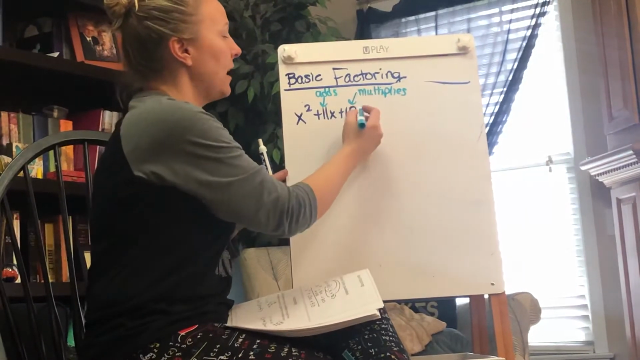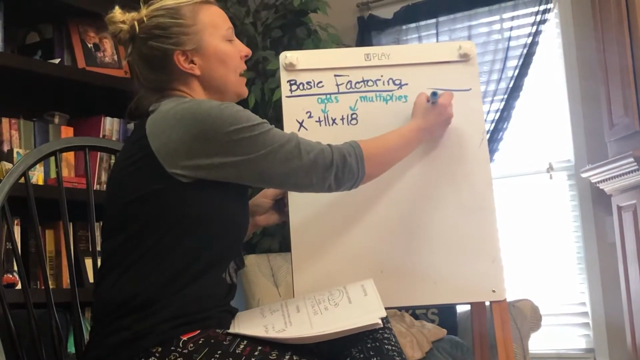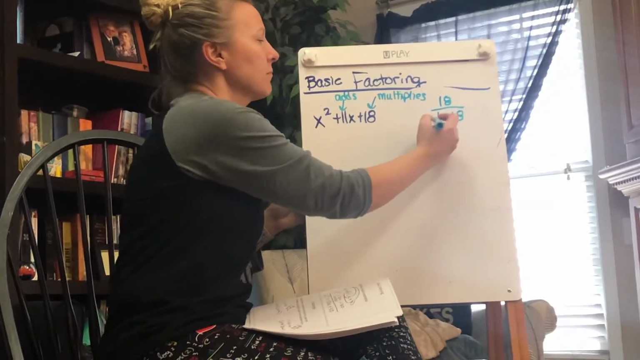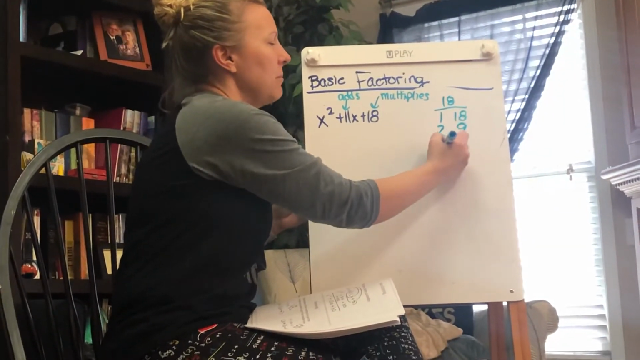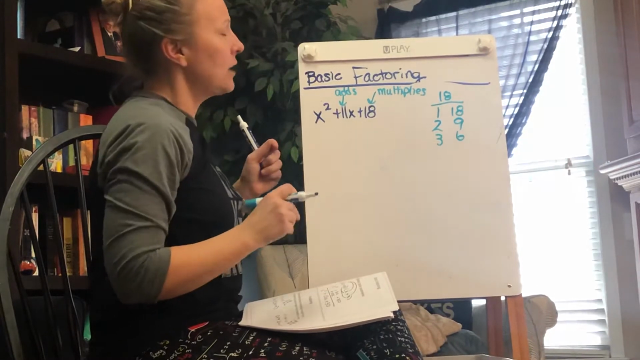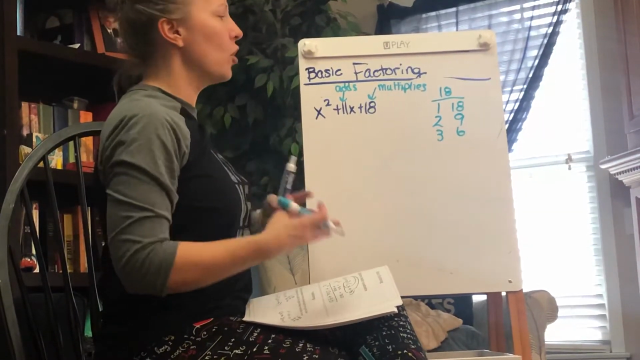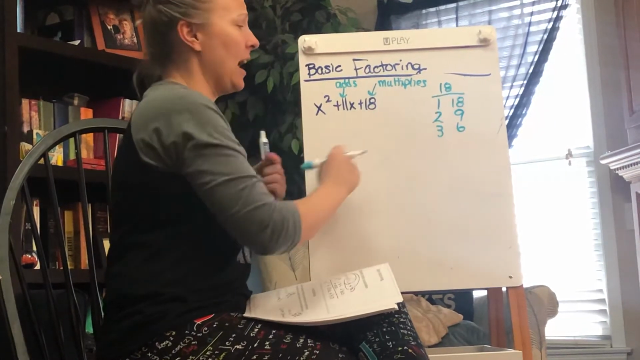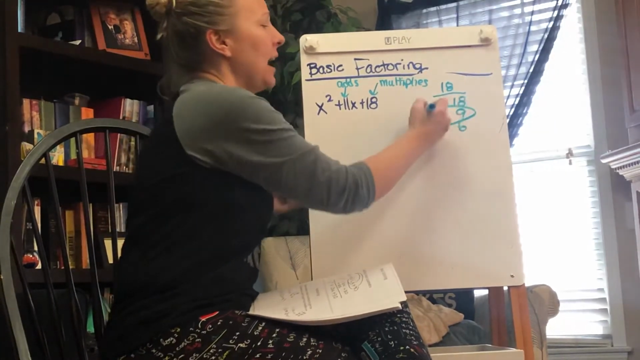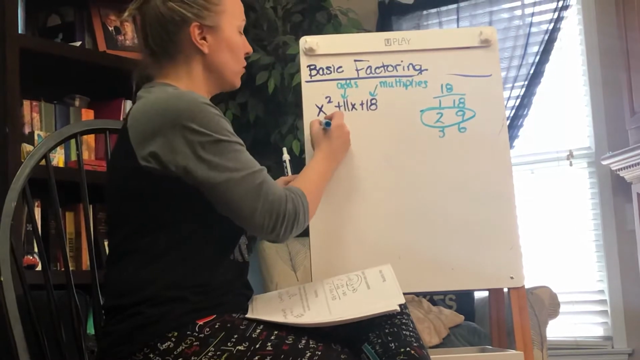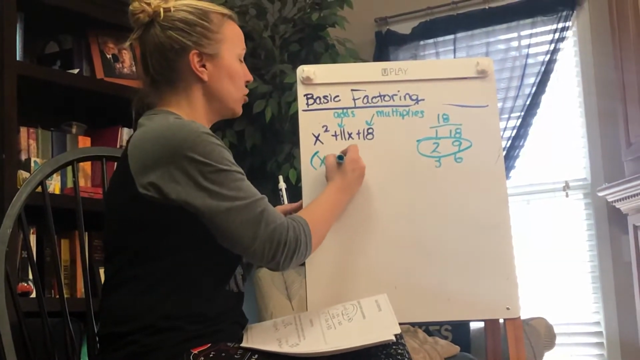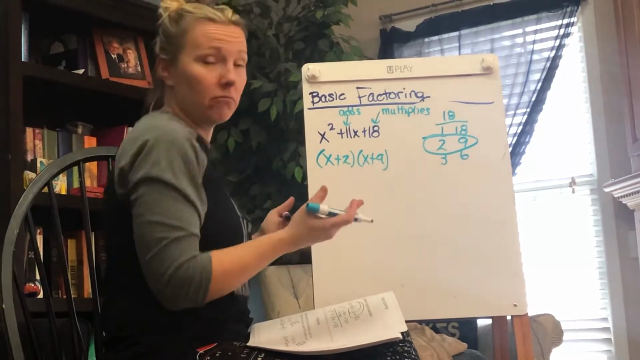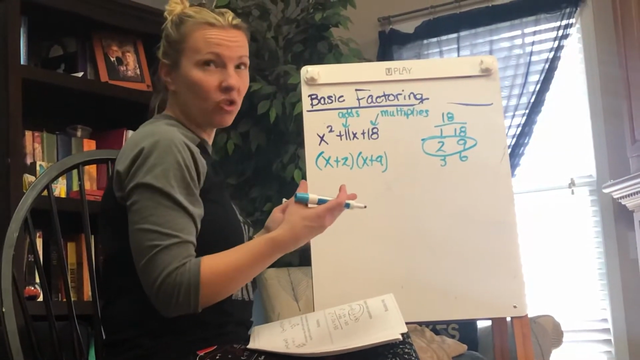So always start with the last number, 18. If I have 18, my options to multiply to give me 18 are 1 and 18, 2 and 9, and maybe 3 and 6. And so then I look at those and I say, okay, which of those numbers could add to give me 11? Well, 1 and 18 is not. 9, 10, 11. I'm going to pick 9 and 2. And so to factor this, I just write x plus 2, x plus 9. That's it. Makes it just like a little puzzle.